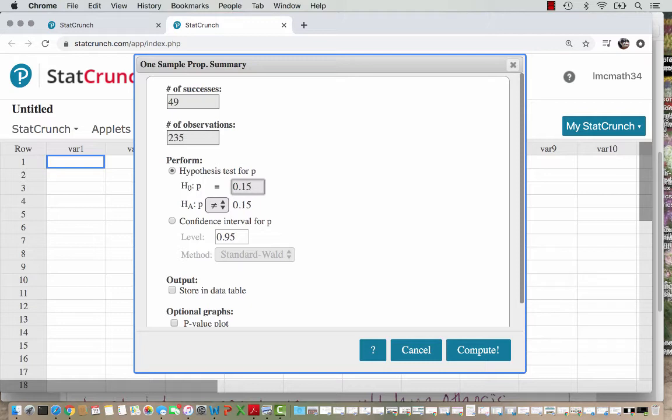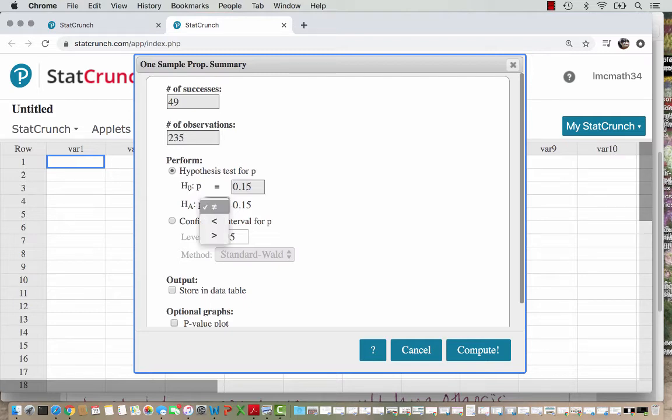And so now, setting up our hypothesis, we are going to change from the default 0.5 in StatCrunch to the 0.15 that we're comparing to. So notice how StatCrunch automatically fills in 0.15 for both the null and alternative hypothesis. I really appreciate that. StatCrunch sets it up so that you cannot make a mistake with your value. You need to make sure you have the same value in both hypotheses, since these are competing claims.